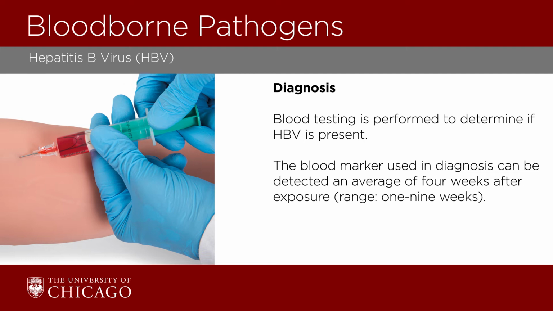If you have a workplace injury and wish to determine if you have become infected with hepatitis B, blood testing may be performed. Your blood will be examined for the presence of hepatitis B. The blood marker used in diagnosis, known as the hepatitis B surface antigen, can be detected in high levels during acute or chronic hepatitis B infection. The marker will be detected in an infected person's blood in an average of 4 weeks after exposure, but can range from 1 to 9 weeks.